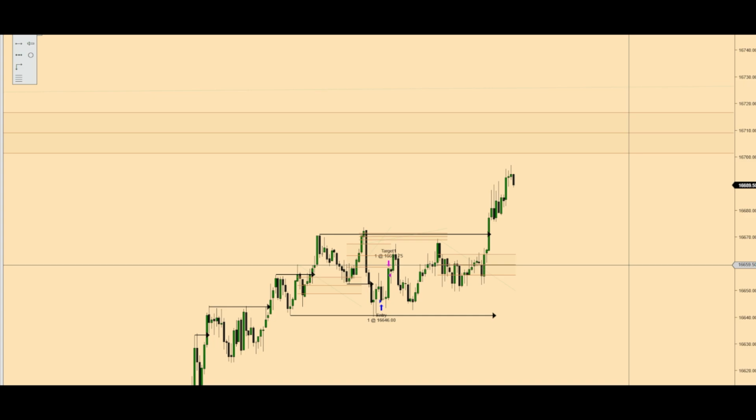Pull back right before the zone. One more retracement.